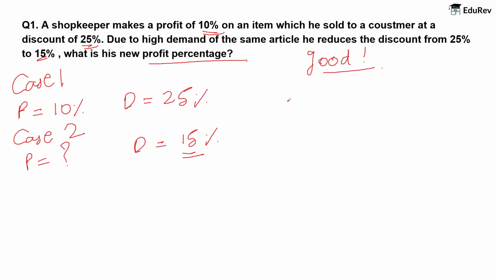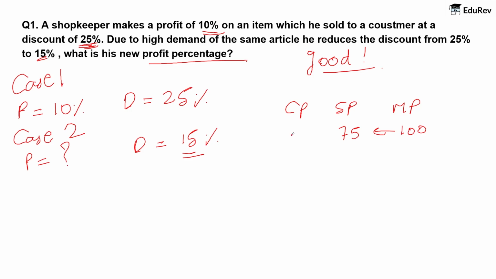So the best approach, which I feel personally, is that you assume something as 100. And when you assume something as 100, this makes your calculation easier. So in this question, we have three things: the cost price, the selling price, and the mark price. I know that in the first case, the discount of 25% was given. So let's say the mark price of the article was 100. After giving a discount of 25%, the shopkeeper must have sold it at rupees 75 to the customer.